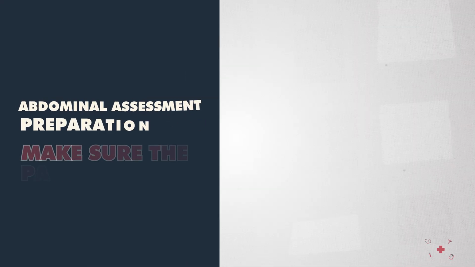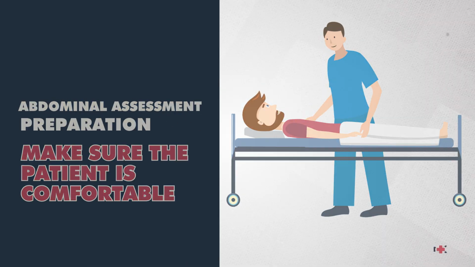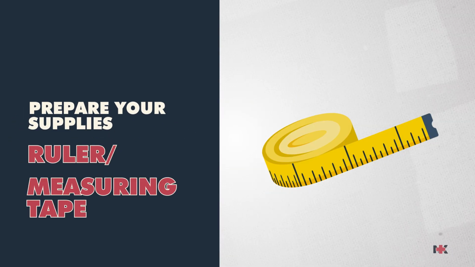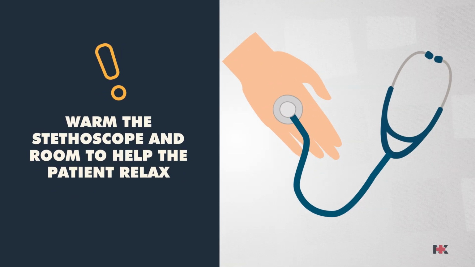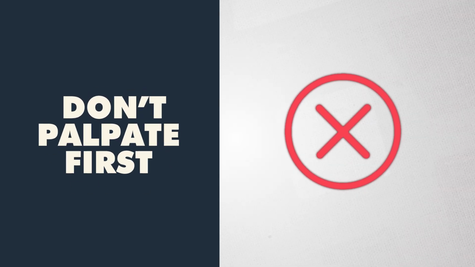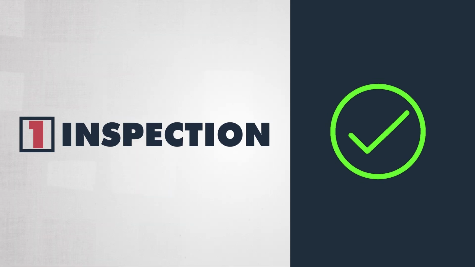Before starting, make sure the patient is comfortable, lying supine or on their back, and has emptied their bladder. You'll need a stethoscope, gloves, pen light, ruler or measuring tape, things to document, and make sure to warm the stethoscope and room to help keep the patient comfortable and relaxed. Unlike other physical exams, with the abdomen you don't palpate first, because touching it before listening can alter the bowel sounds. The correct order is inspection first.